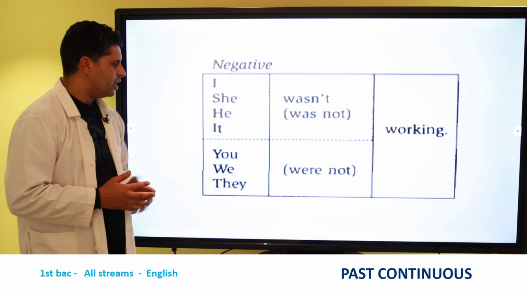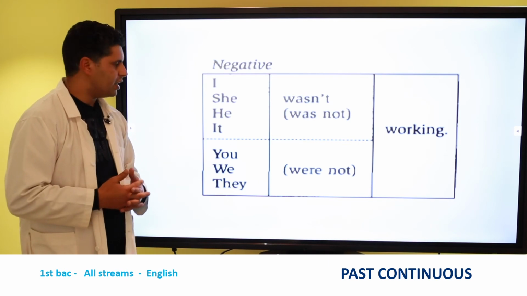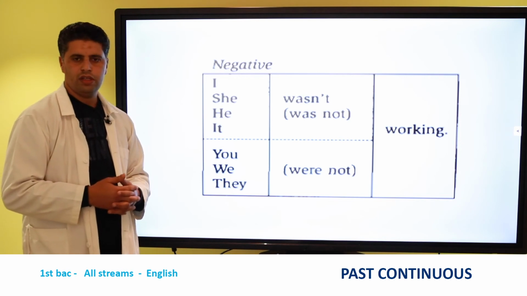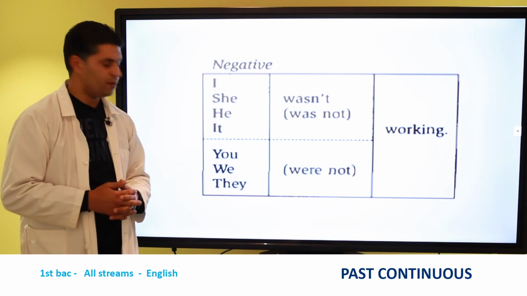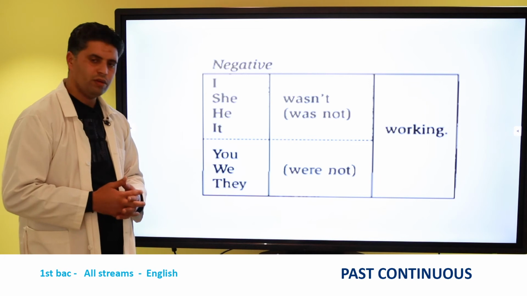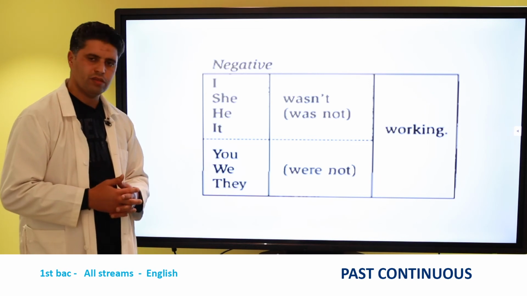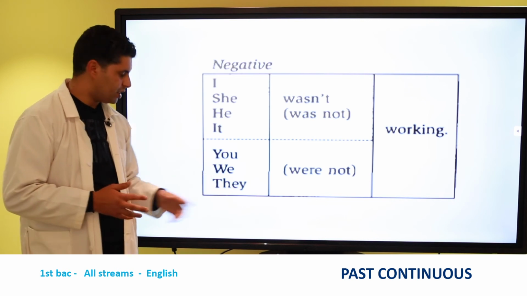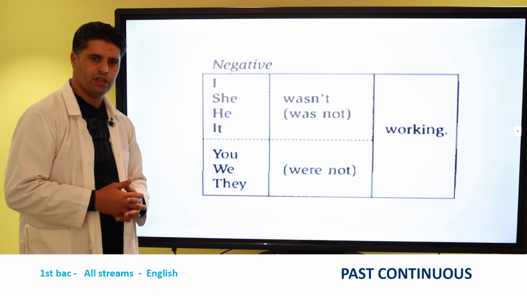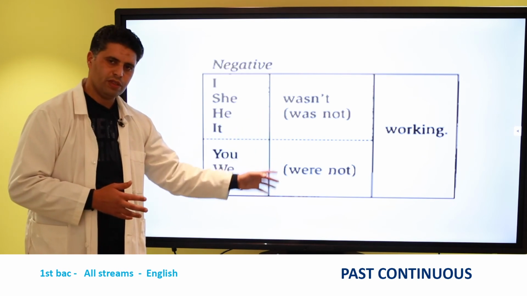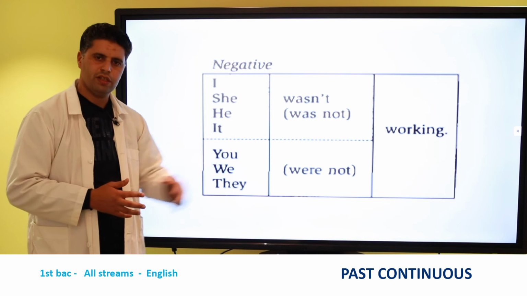So she wasn't or she was not, he wasn't or he was not, it wasn't or it was not working. Okay, and for you, we and they, we have to use were not. You were not working, we were not working, they were not working. So subject pronoun plus the verb to be plus not plus the gerund form.